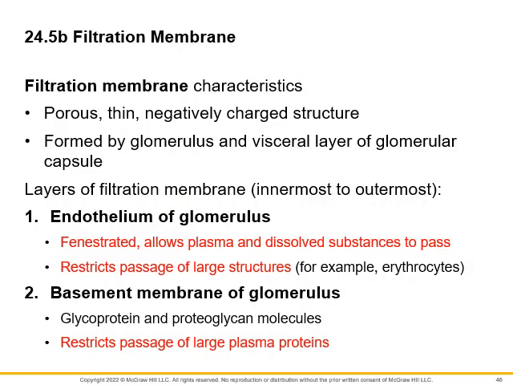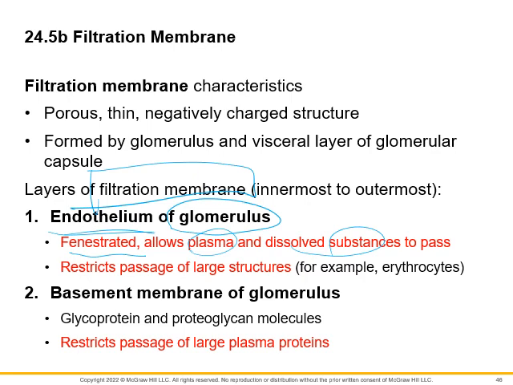So this membrane, they just want to talk about the layers of this filtration membrane. In the glomerulus, there's a layer of endothelial cells. These endothelial cells are fenestrated, they have little pores, which allows plasma and dissolved substances to pass. Large items are restricted. There's a good picture coming up.